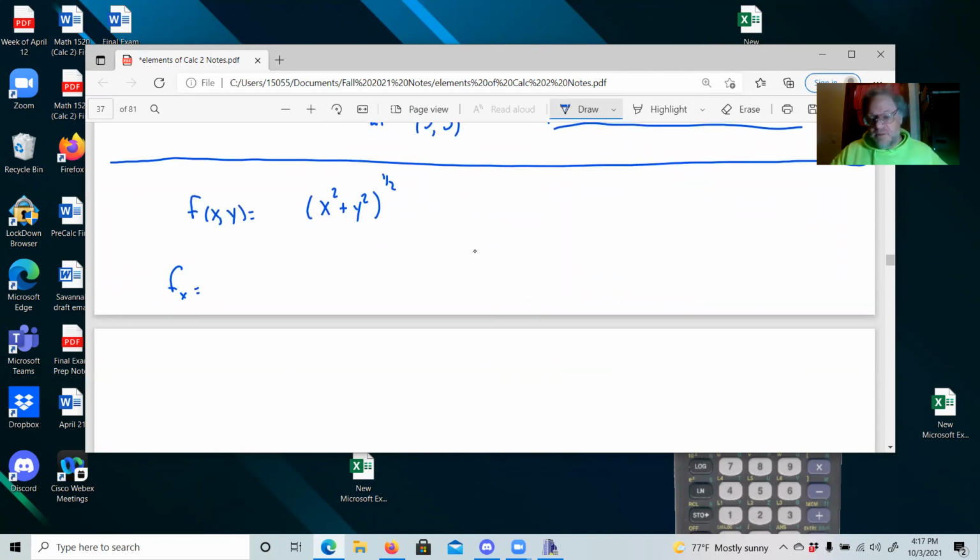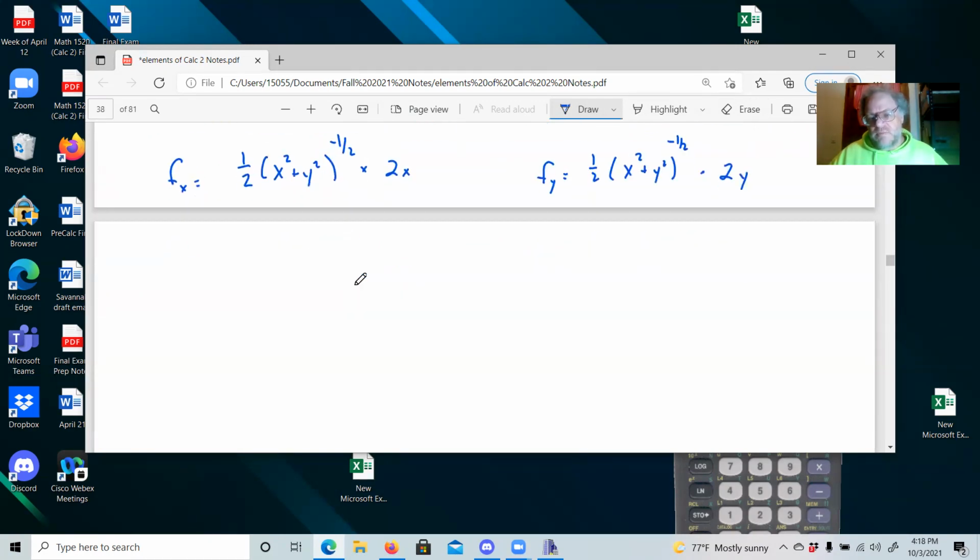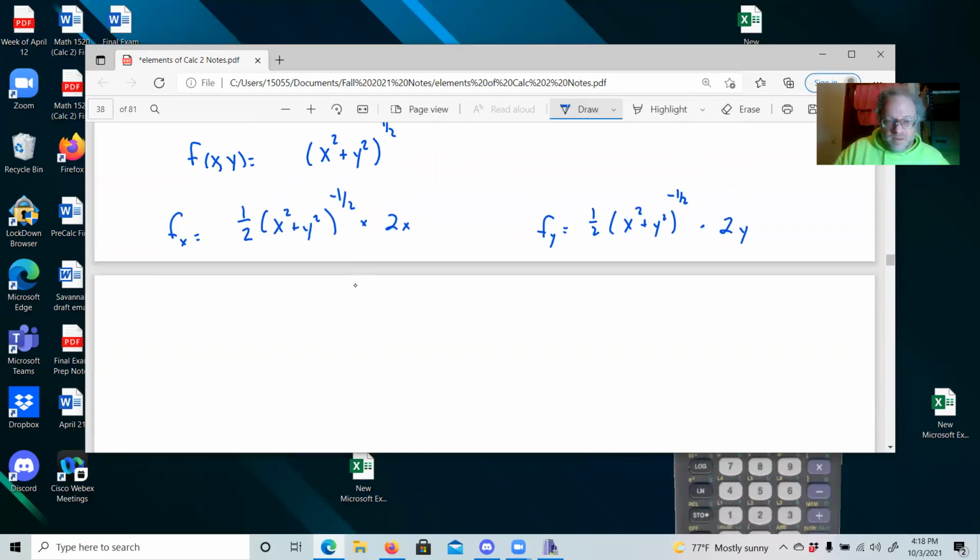fx, this is our first step, we find our first partial derivative. That's 1/2 times x squared plus y squared to the negative 1/2 times the chain rule, which is going to be 2x here. fy is going to be x squared plus y squared to the negative 1/2, with the 1/2 coming down in front, times the chain rule. Now we have to solve this. Well, we don't have to solve it just yet.